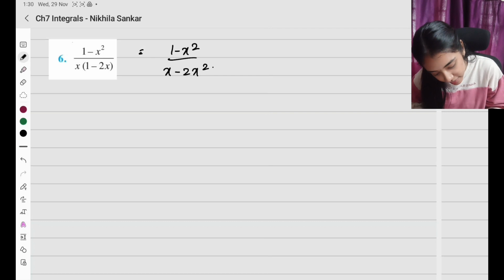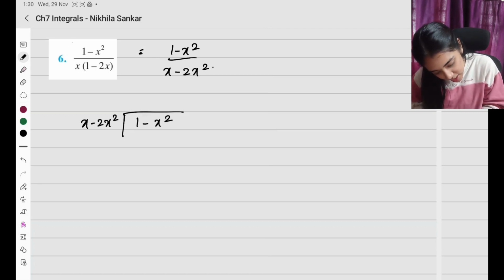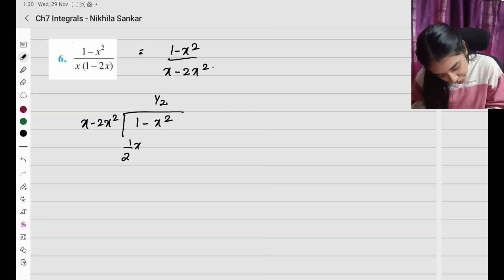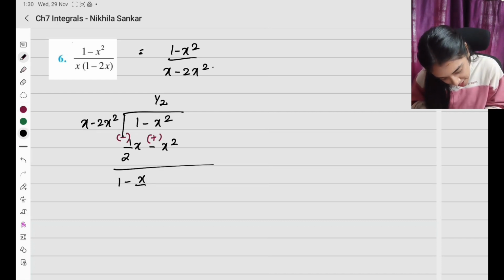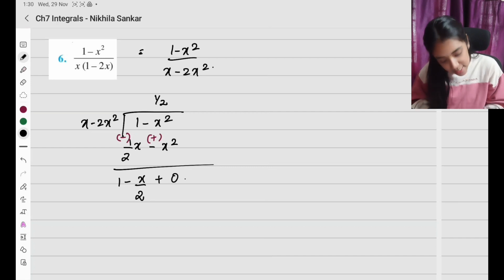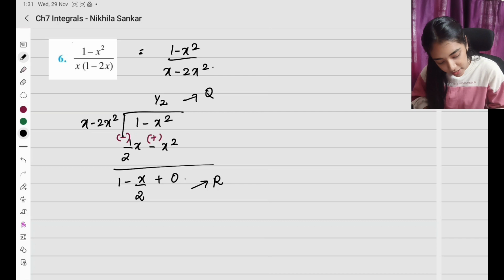So I basically have 1 minus x square divide பண்ணா x minus 2x square. So I have to divide by 2 இல்லையா? So when I divide by 2, I have 1 by 2. So this is going to be half x minus x square. So when I subtract, what do I have? இந்த இடத்துல plus ஆ மாறும், இந்த இடத்துல minus ஆ மாறும். So basically it becomes 1 minus x divided by 2 plus 0. So this is going to be my remainder. So quotient half, remainder 1 minus x by 2, and this is going to be my divisor.